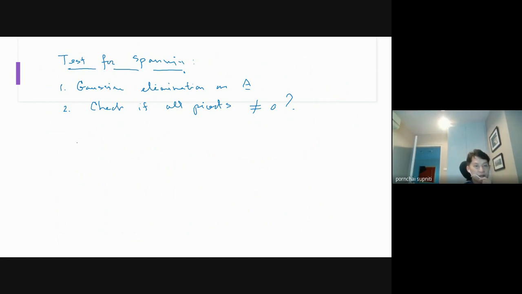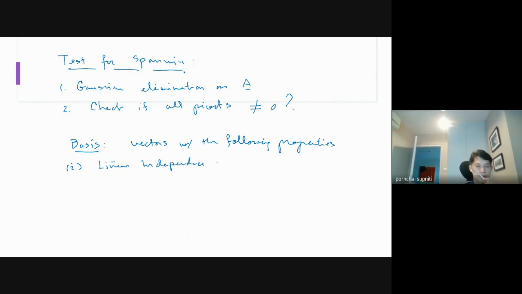So next, let's look at another concept called basis. This basis is related to the unit vectors that we talked about earlier. When we say basis, we mean vectors with the following properties. Number one, we need to have the property of being orthogonal or linearly independent. And secondly, these vectors, which are called bases, have to span a vector space.